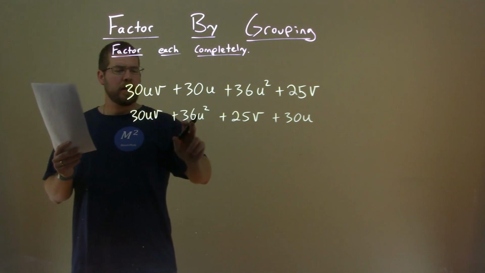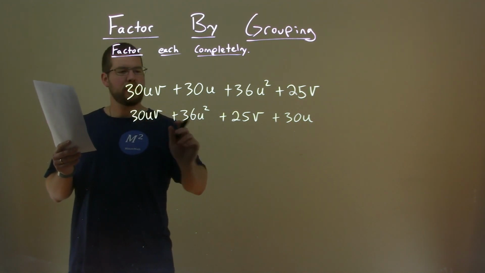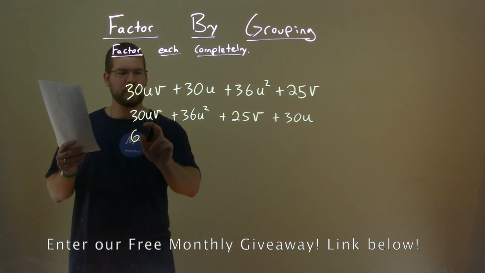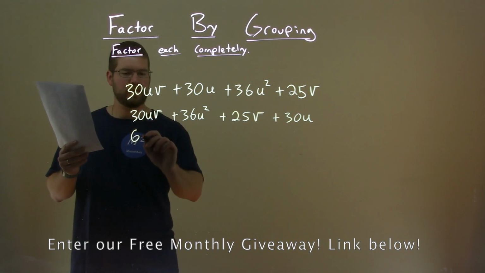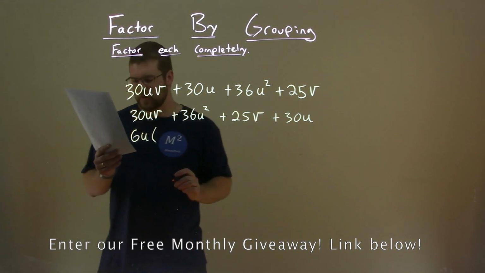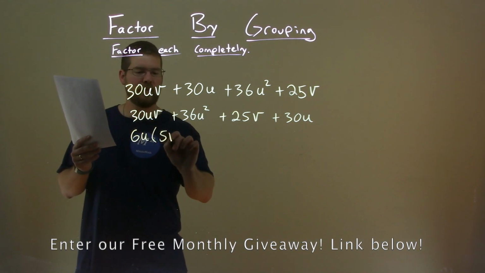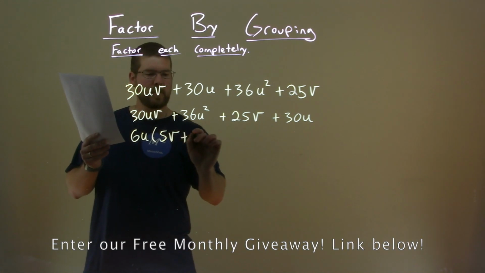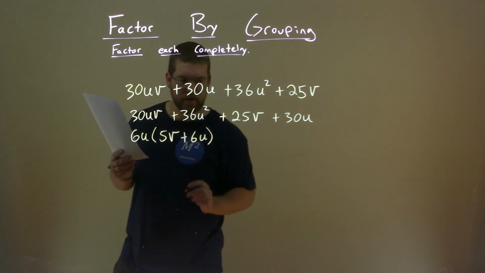I'm going to pull out a common term. 6 goes into 30 and 36. So we have 6 here, and there's also a u in both of these. So if we pull out a 6u, we're left with a 5v plus, well, again, a 6u here.